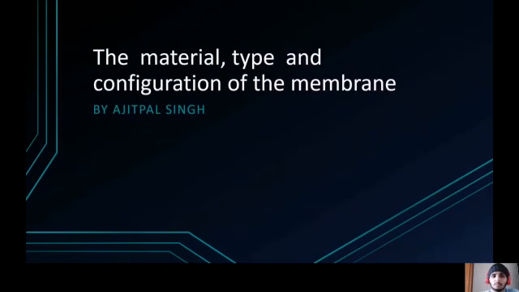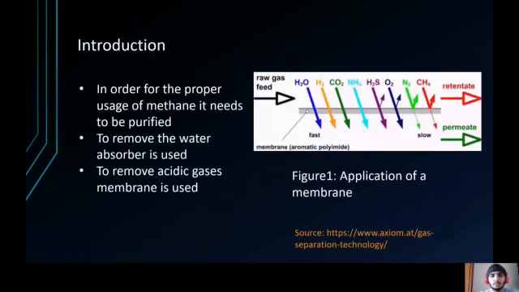So today I'll be presenting about the material, type, and also configuration of the membrane. Let's start off with the introduction. Introduction is where basically we are given methane which contains contaminants such as water, hydrogen sulfide, and also carbon dioxide. In order for us to remove the acidic gases such as hydrogen sulfide and also carbon dioxide, a membrane will be used. Meanwhile, to remove the water, an absorber will be used.